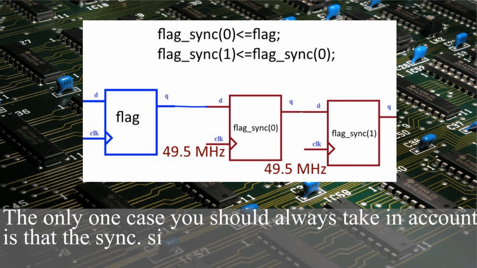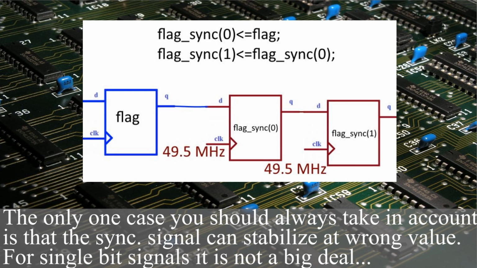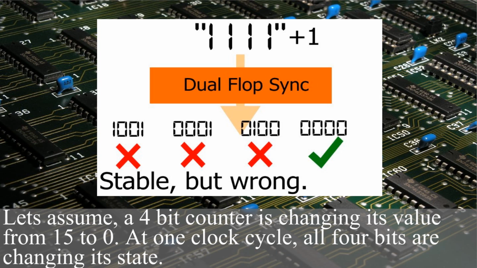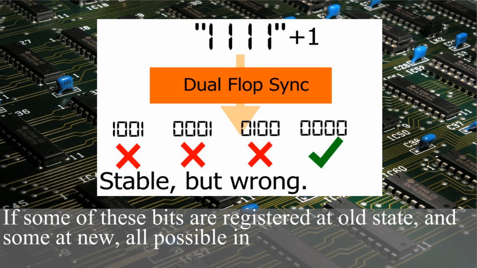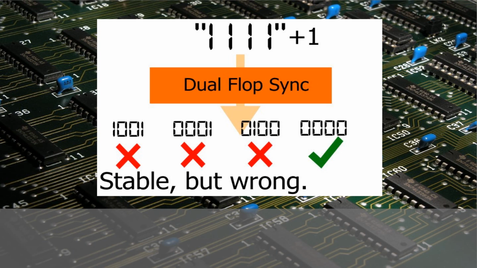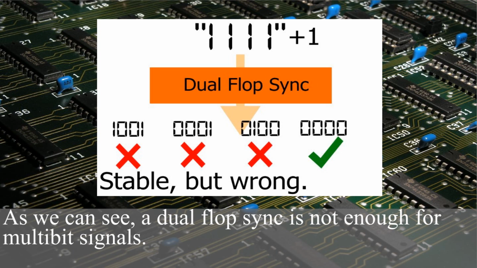The only case you should always take into account is that the synchronized signal can stabilize at the wrong value. For single-bit signals it's not a big deal. Let's assume a 4-bit counter is changing its value from 15 to 0. At one clock cycle, all 4 bits are changing their state. If some of these bits are registered at the old state and some at the new, all possible intermediate values can appear at the output. They are stable but wrong. As we can see, a dual flop synchronizer is not enough for multi-bit signals.